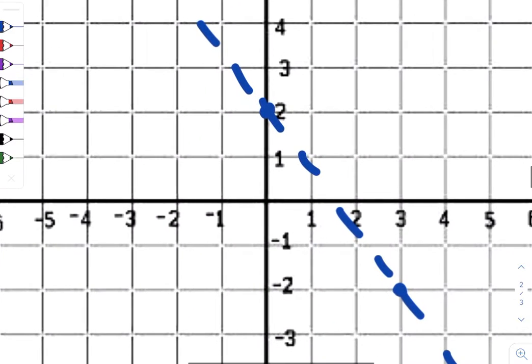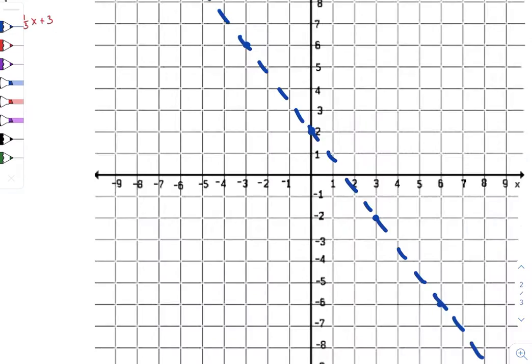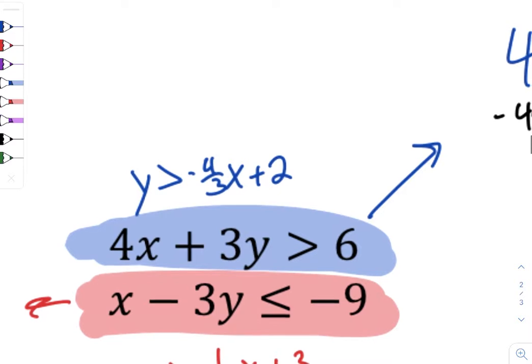Second step is shading. I always test 0, 0 as my point. And you can see 0, 0 is not on the line, right? You can't test any points on that line. You're just going to get two sides that are equal to each other, which won't really help you. So I'm going to test 0, 0, and 0 greater than 0 plus 2, and I won't skip through that.